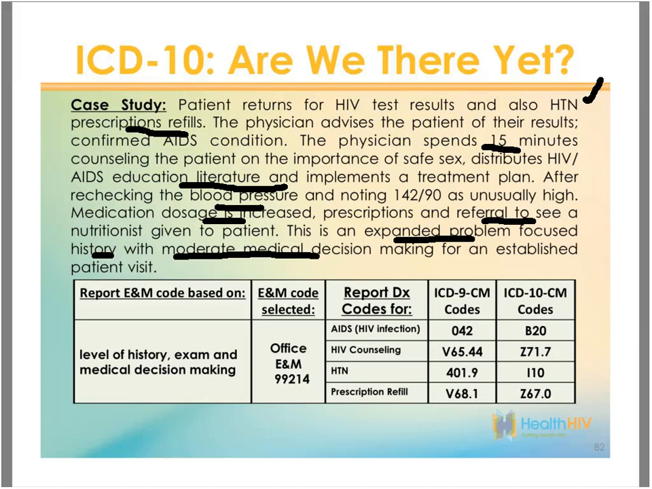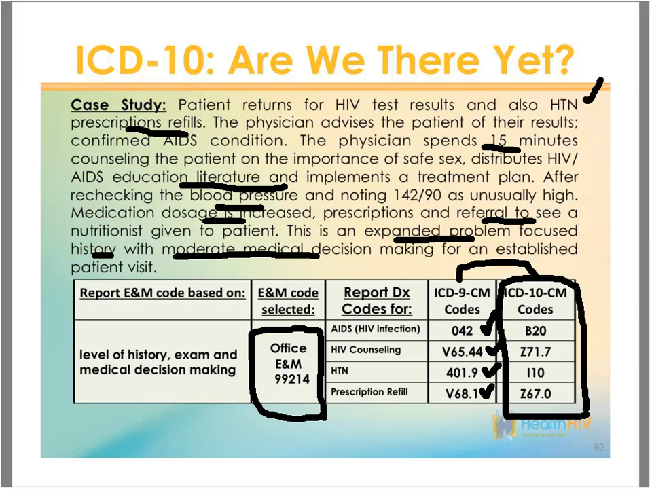And so in this encounter, the level is a little high, and the reason why is because, I put a slide that shows you the corresponding ICD-9 codes against the ICD-10 codes. So this is a patient that has the AIDS condition. 042 is the ICD-9 code. Counseling was done, V65.44. The patient has hypertension, V01.9, and V68.1 is for prescription refill. And these codes are the corresponding ICD-10 codes for this ICD-9 encounter.